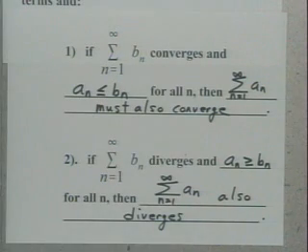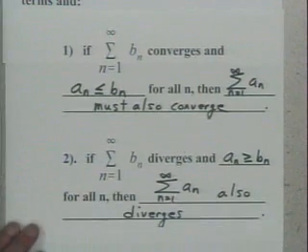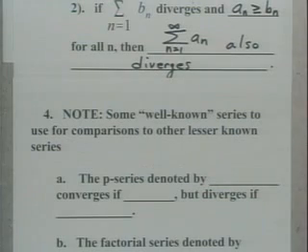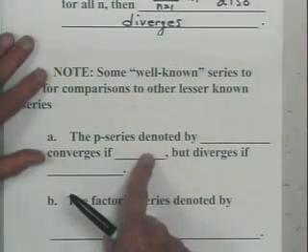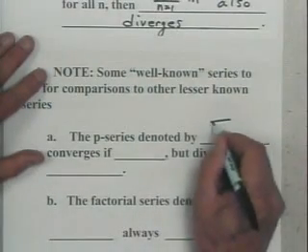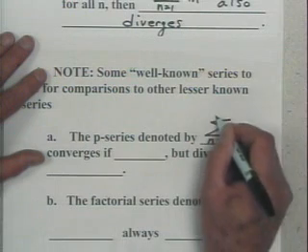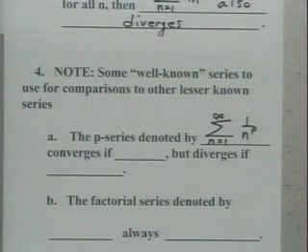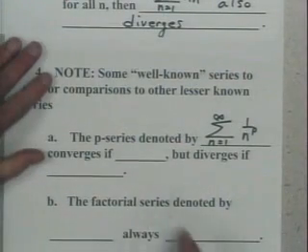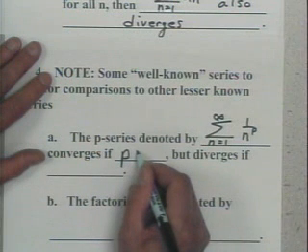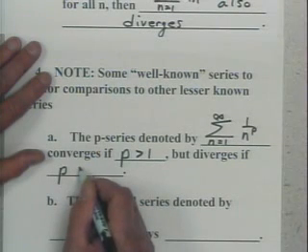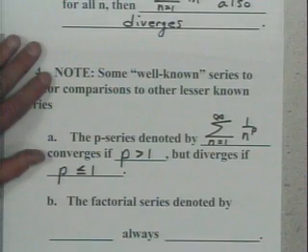Okay, and then just to help us along our way a little bit, what are some well-known series that are recommended to use for comparisons to lesser-known series? Well, one is obviously the P series. We know a lot about him. The P series is n running from 1 to infinity of 1 over n to the P. That's a good series to use for comparison because we know that it converges if P is greater than 1, but it diverges if P is less than or equal to 1.